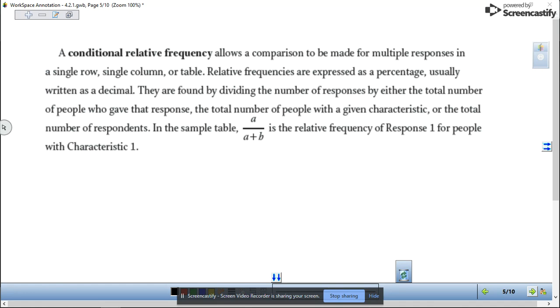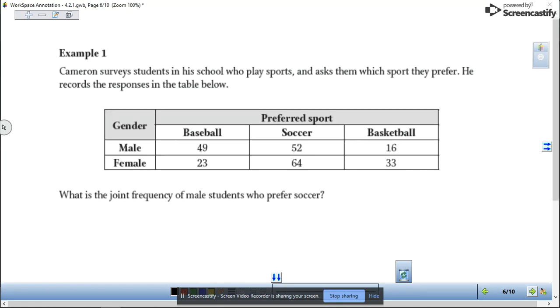We will do a lot of examples of this, but basically there's a relative row frequency, there's a conditional row frequency, there's a conditional column frequency, and then there's the conditional table frequency. And it'll be clear which one's which, but it just depends on the way the question is worded. All right, so let's move on.